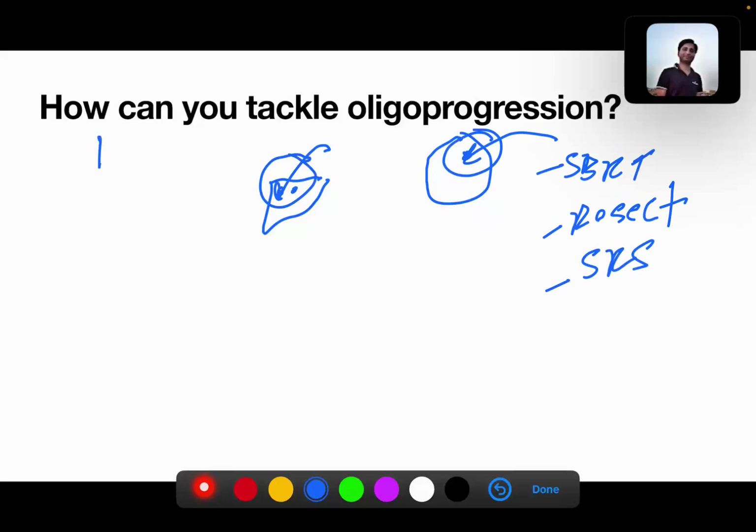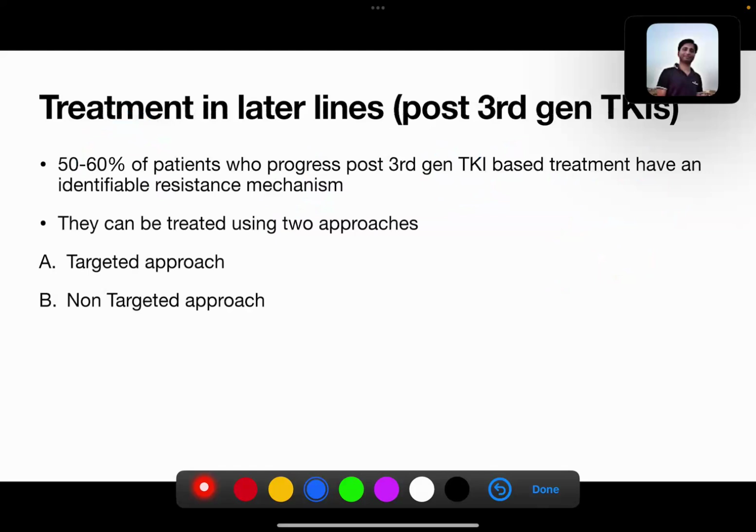So if you have oligoprogression, it is usually 1 to 5 sites, which you can target locally with radical intent, such as with SBRT, resection or SRS. In those cases, you can treat locally and continue the same EGFR TKI with oligoprogression in 1 to 5 sites. Okay, so that's how you tackle oligoprogression.